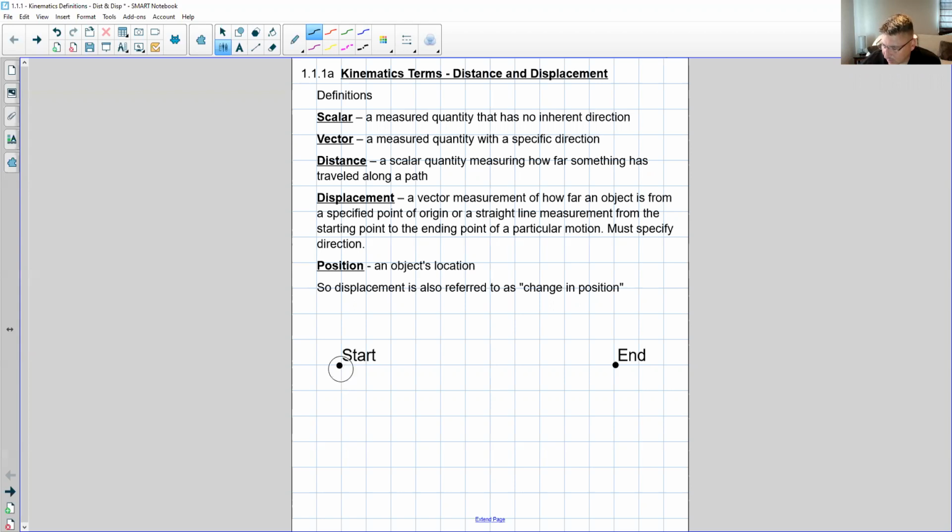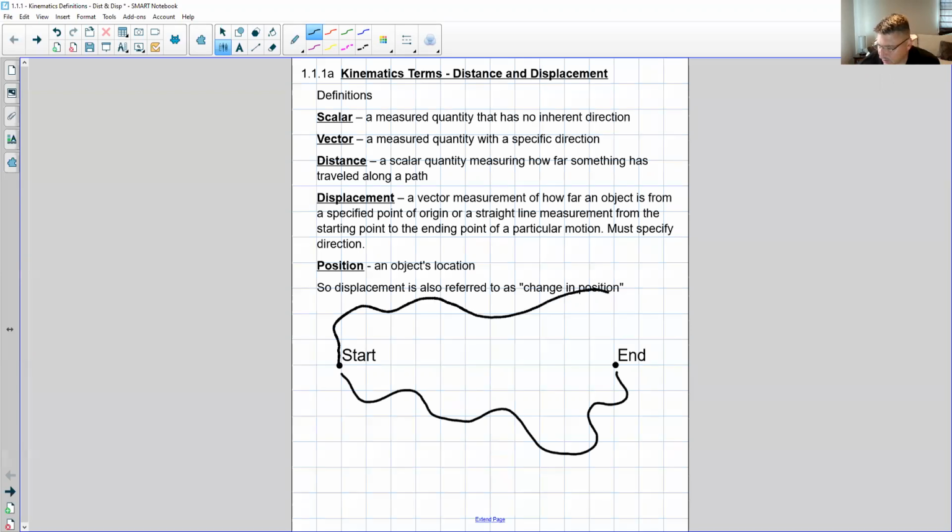Right? It could start here and travel like this to the end, or it could start here and travel like this, or it could start here and go like that to the end. So all three of those paths would encompass different distances, right? The distance for this path would be measured by going all the way along the path and measuring how far we travel through the entire path. Right? So that is how the distance would be calculated.